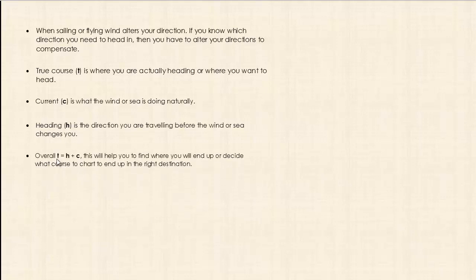Overall, T is equal to H plus C. So your true heading, where you want to go, is equal to the heading you set plus the current. This will help you to find where you will end up or decide what course to chart to end up in the right destination.